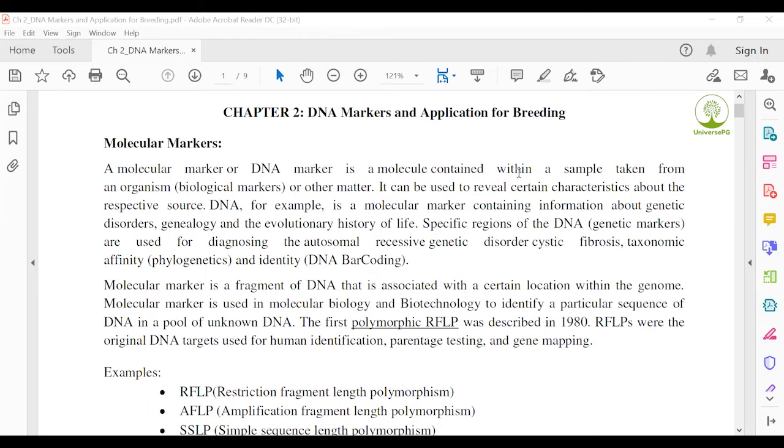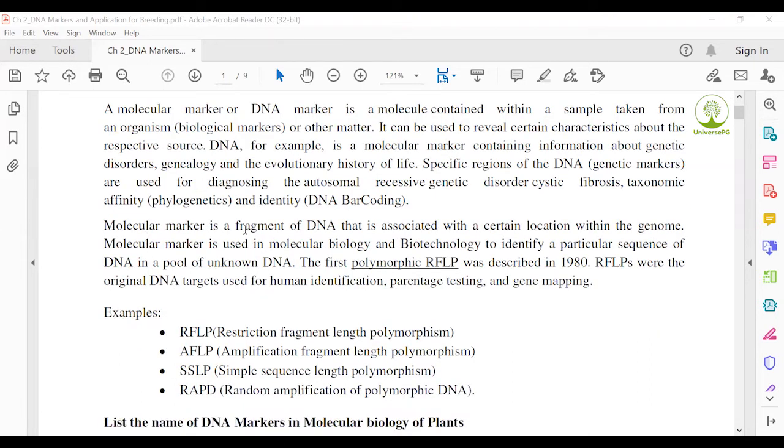When we identify a specific gene or a specific character, generally a small molecule or a small fragment is added with a DNA fragment for easy identification. This type of molecule is called a molecular marker or DNA marker. A DNA marker, or molecular marker, is a fragment of DNA that is associated with a certain location within the genome. Molecular markers are used in molecular biology and biotechnology to identify a particular sequence of DNA in a pool of unknown DNA.